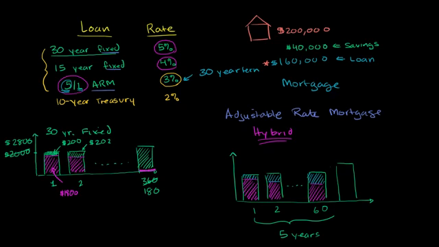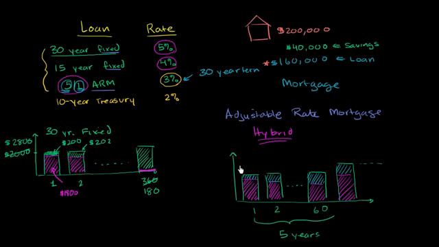So if the interest rate goes up, all of a sudden you might have to pay a lot more interest in month 61, or in year 6. Let me do that part in that same blue color. For year 6, since this is a 5-1 ARM, they can't change the interest rate again until year 7. So you'll pay this constant amount until year 7, and then they can change the rate again.